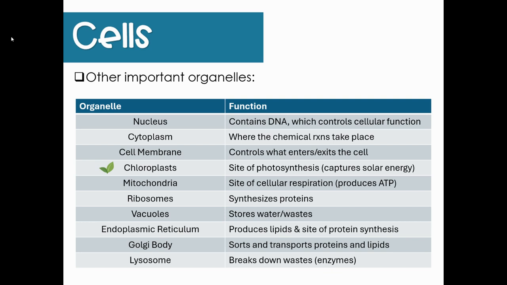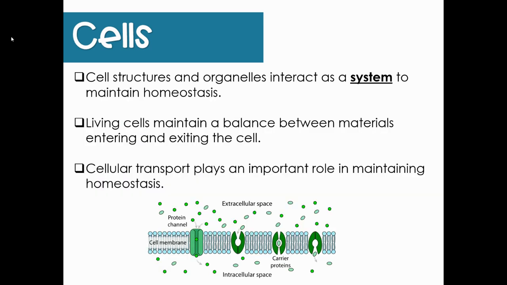Ribosomes are going to synthesize proteins. Vacuoles store water and waste. The endoplasmic reticulum is going to produce lipids, and this is also the site of protein synthesis. The Golgi bodies sort and transport proteins and lipids, and then our lysosomes are going to break down old, worn-out parts of the cell, waste, and enzymes.